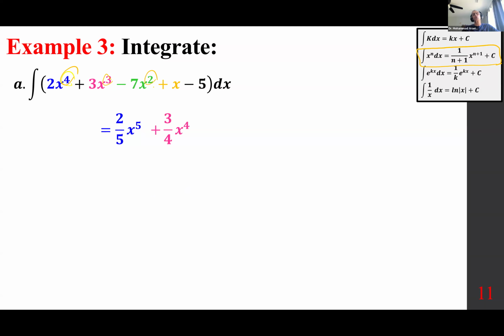This one, the exponent is 2. We add 1 and divide by it: minus 7/3 x cubed. For x, the exponent is 1. We add 1 to it, it becomes 2, and we divide by it: plus 1/2 x squared. Finally, minus 5x and a constant. And that's the final answer.